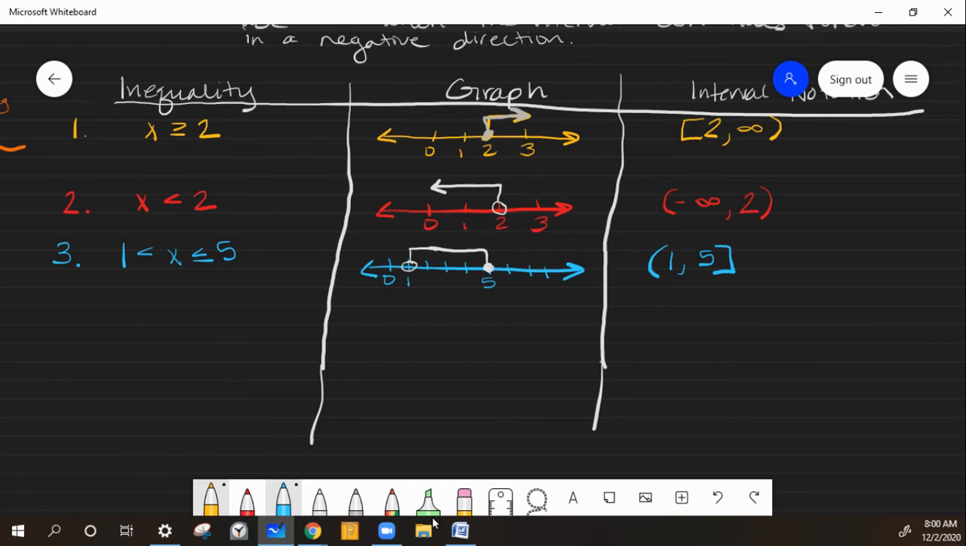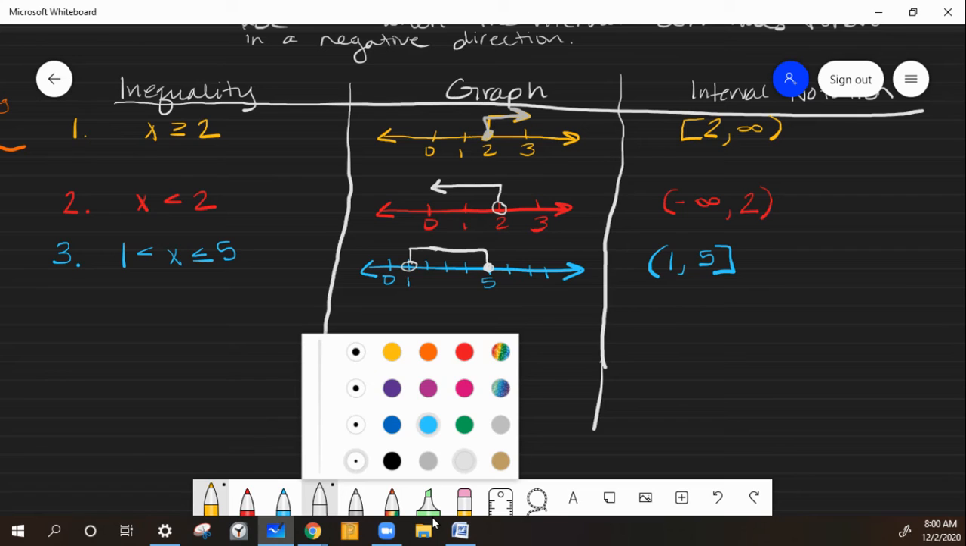By this point in the notes, you should start to kind of grasp what's happening here. Let's do another color. Let's do orange.